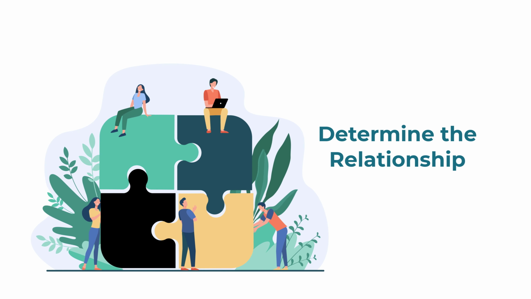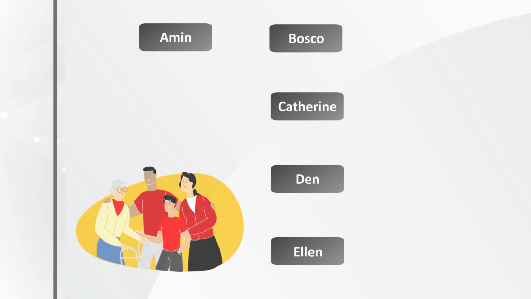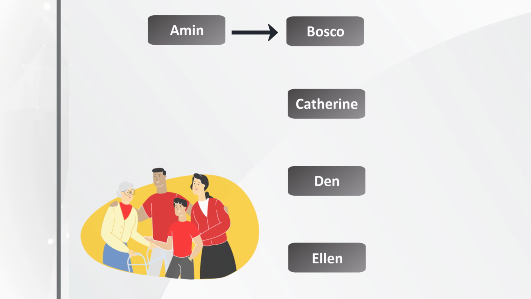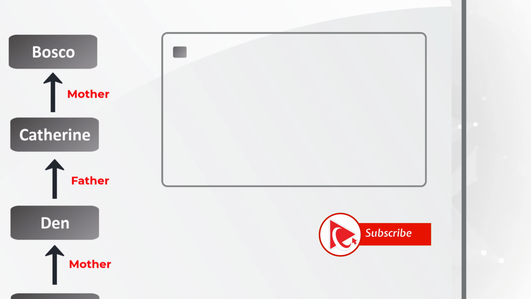The easiest way to determine this multi-generational relationship in the family is to build a diagram. Let's do it one step at a time. Amin is Baska's sister. Catherine is Baska's mother. Dan is Catherine's father. And Ellen is Dan's mother. Now let's look at the conclusions we can draw from this diagram.